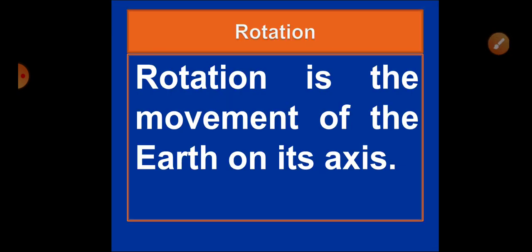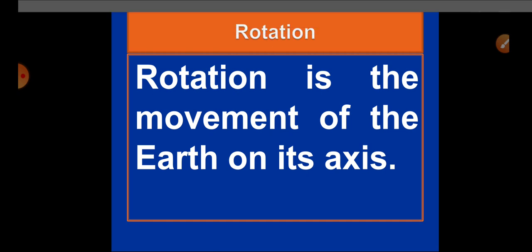First of all, try to understand the important terms of this chapter, because when we talk about motions, we discuss rotation of the earth. Here rotation means the movement of the earth on its axis. Here we have seen in the previous slide.